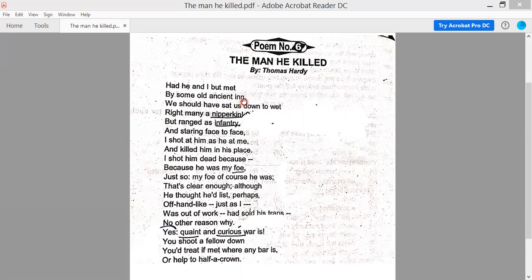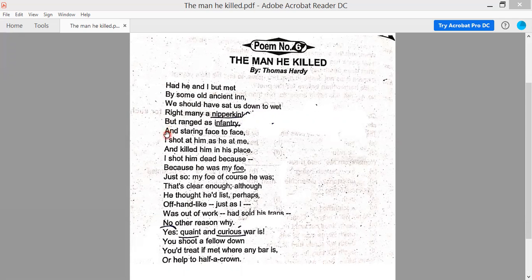Inn is, again, an old English word. Inn means a certain resting place, a restaurant, a place where people get together. So he's saying if in some public place where I and this one person met, then we could easily sit down to have a drink together. Sat us down to wet means we could actually sit down and have a drink together. Right many a nipperkin, and nipperkin means a container for a drink. So he's saying we could sit down as friends and actually have a drink together.